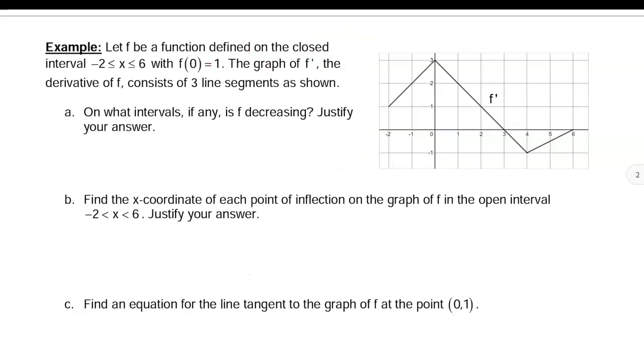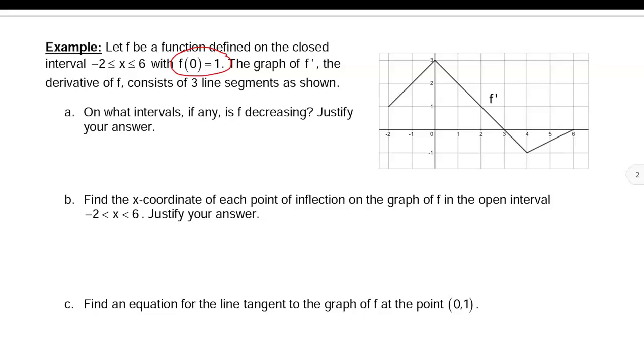Okay, let's work with a graphical interpretation of f prime. Let f be a function defined on the closed interval -2 to 6, with f of 0 equals 1. That gives us a starting amount, by the way. The graph of f prime, the derivative of f, consists of 3 line segments as shown. On what intervals, if any, is f decreasing? And you must justify your answer.